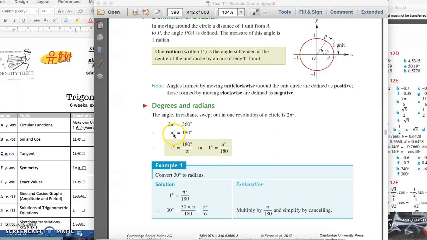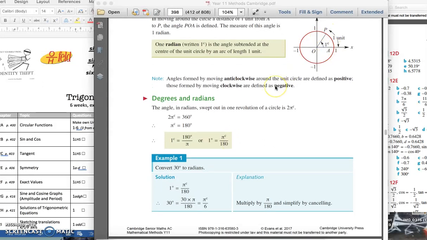Anyway, if pi radians is equal to 180, that means that 1 radian on its own is equal to 180 divided by pi. And 1 degree is equivalent to pi divided into 180 parts. So a radian is 180 degrees divided into pi parts, so it's like a third of 180. Okay, you can see that there. And a degree is equivalent to pi divided into 180 parts, so degrees are much smaller.